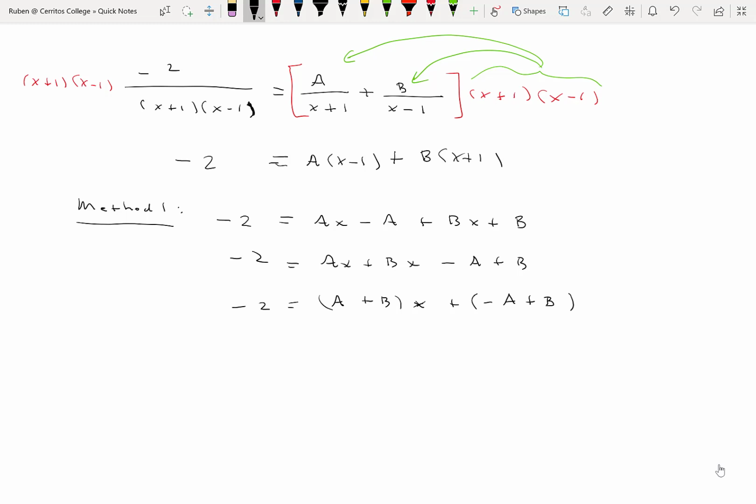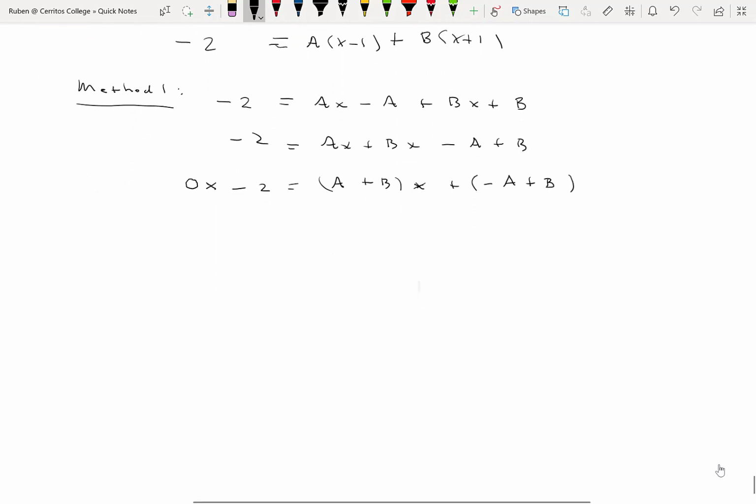Now this equation is supposed to hold true. We don't solve for x, we're solving for A and B. It's supposed to hold true for all x, no matter what x we put in. I'm going to slip in on the right-hand side a 0x. If I assume that this equation holds true for all x, then I should be able to equate the coefficients together. So I should be able to state that A plus B should equal 0.